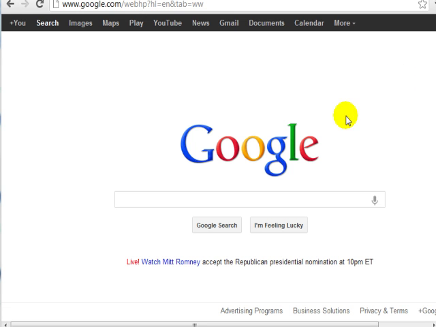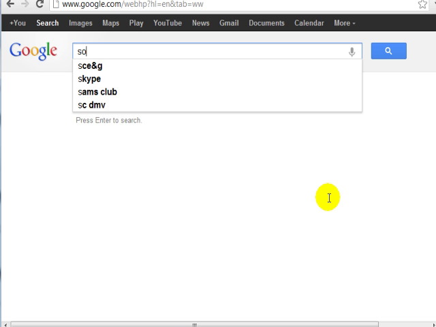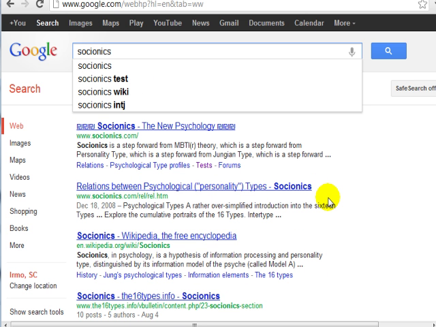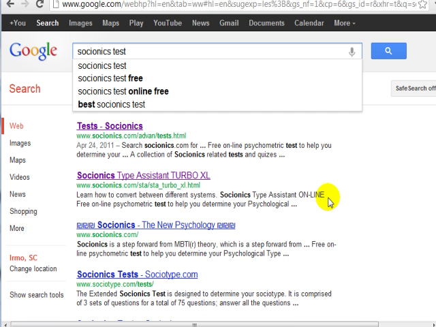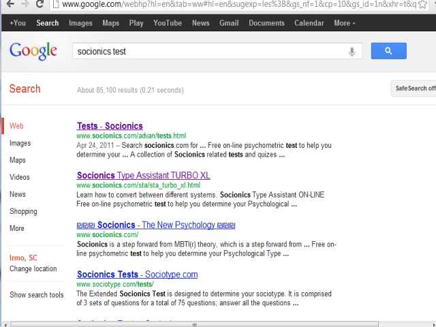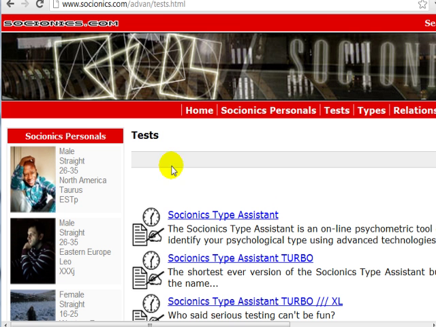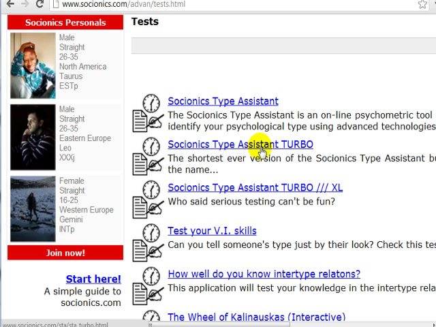So the first thing I would recommend that you do is go on to google.com and type in the search box Socionics. That's Socionics test. I've used several different tests and I found that these tests tend to be the best. If you click on this link at the very top, you'll see 2 different tests: the Socionics Type Assistant Turbo and the Socionics Type Assistant Turbo XL.